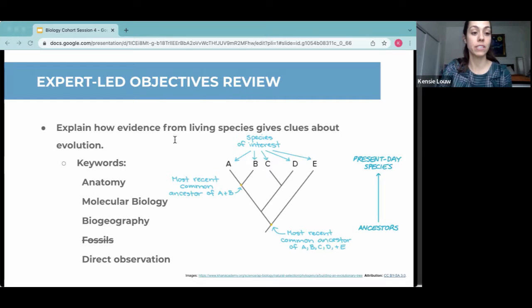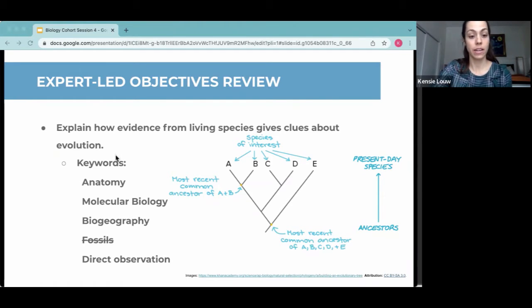Explain how evidence from living species gives clues about evolution. So we can see evidence for evolution from many different areas of biology. Some of those are anatomy, molecular biology, biogeography, fossils, and direct observation. We're specifically talking about evidence from living species, so we won't cover fossils in this objective.